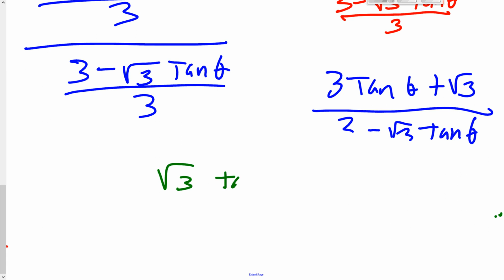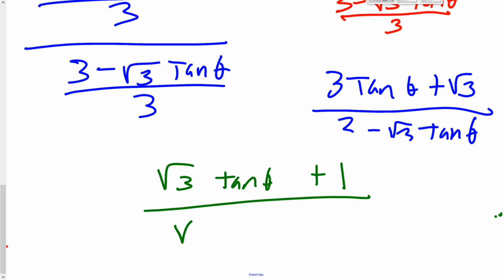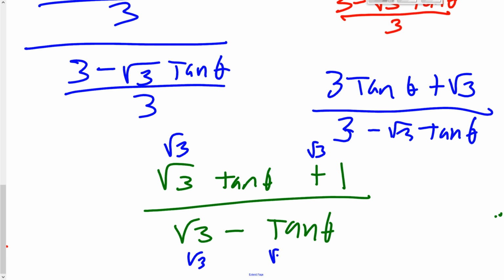So in the back of the book, it'll look like this. √3 tan of theta plus 1 over √3 minus, oh, that should be a √3 minus tan of theta. So here what they did is basically just factored out a √3. Actually, if you take this bottom one and distribute a root 3 here, root 3 here, root 3 here, root 3 here, you get our answer, right?